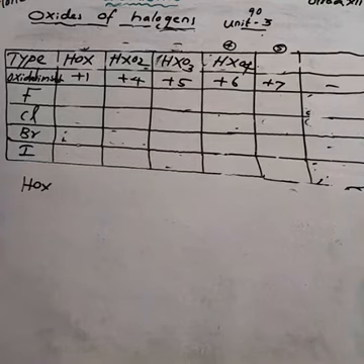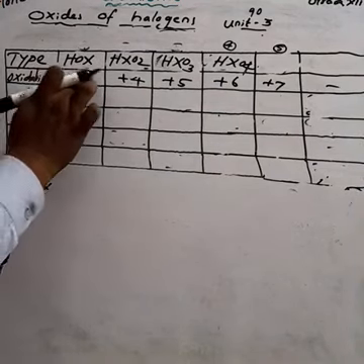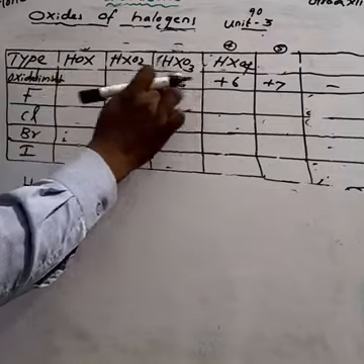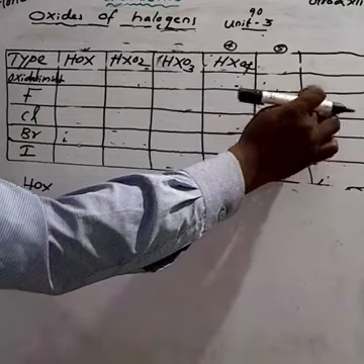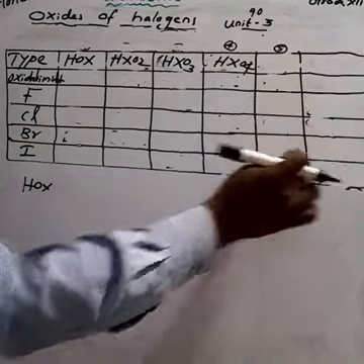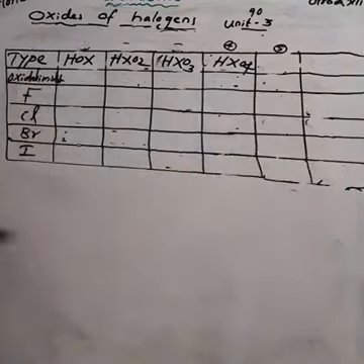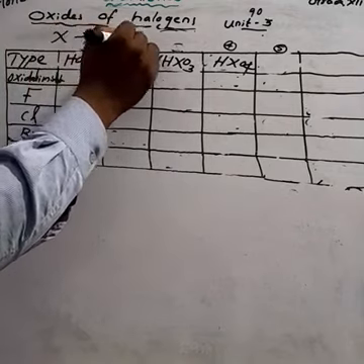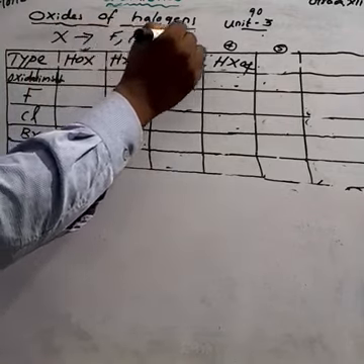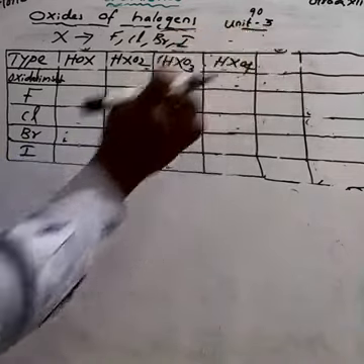What are the types here? HOX, HXO2, HXO3, HXO4. Here, what is X? X refers to whether it may be fluorine or chlorine or bromine or iodine, like that.